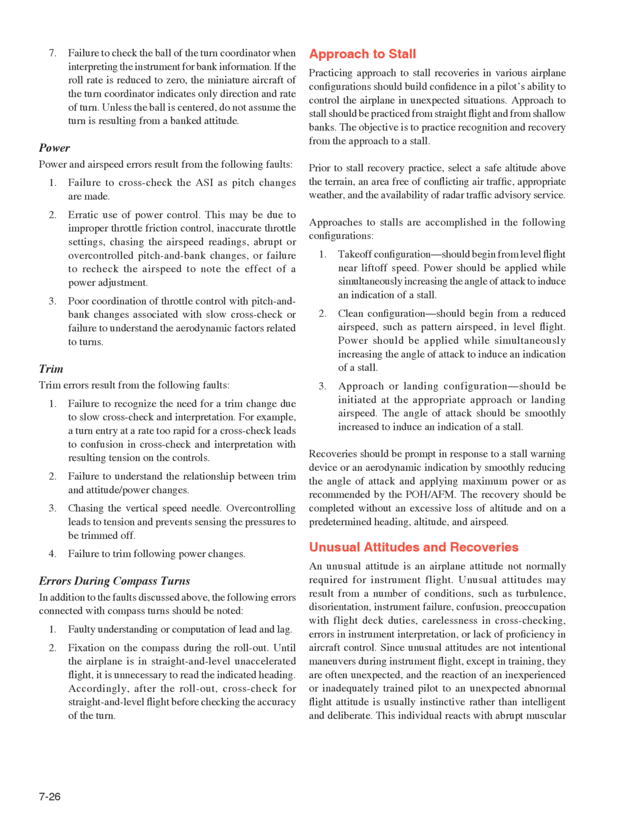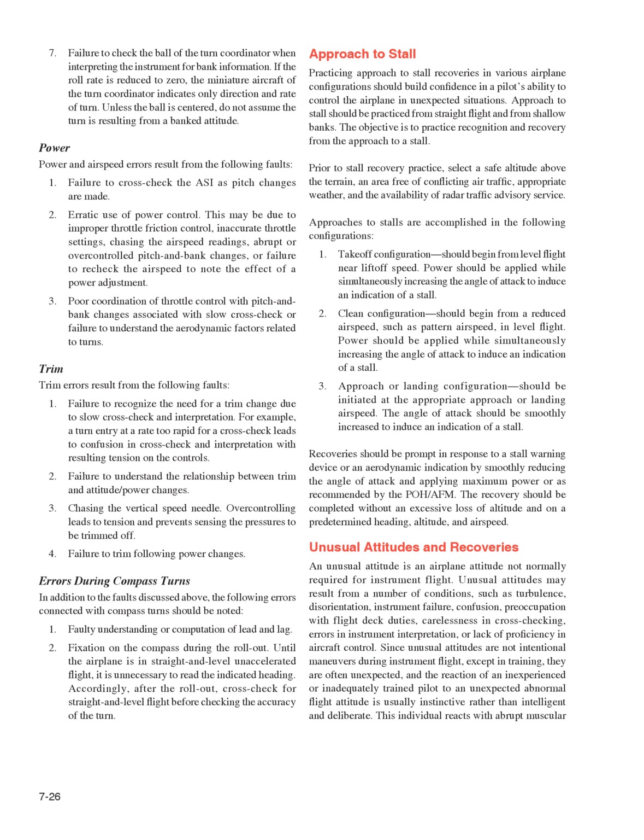7. Failure to check the ball of the turn coordinator when interpreting the instrument for bank information. If the roll rate is reduced to 0, the miniature aircraft of the turn coordinator indicates only direction and rate of turn. Unless the ball is centered, do not assume the turn is resulting from a banked attitude. Power and airspeed errors result from the following faults. 1. Failure to cross-check the airspeed indicator as pitch changes are made. 2. Erratic use of power control.